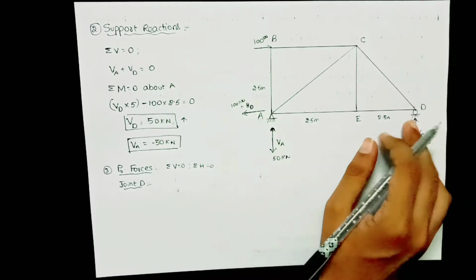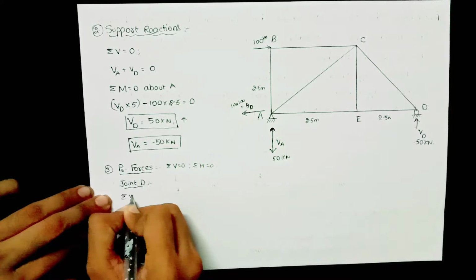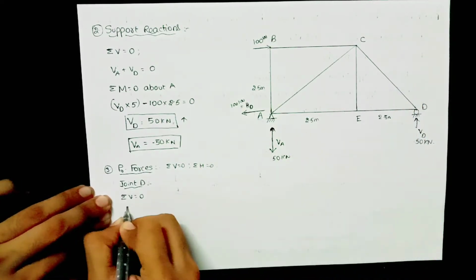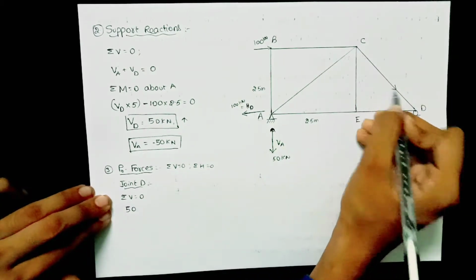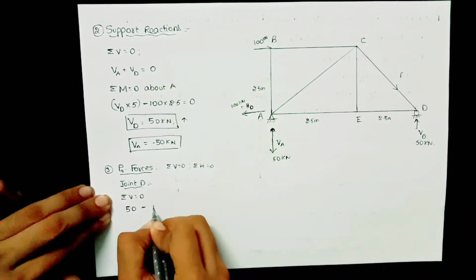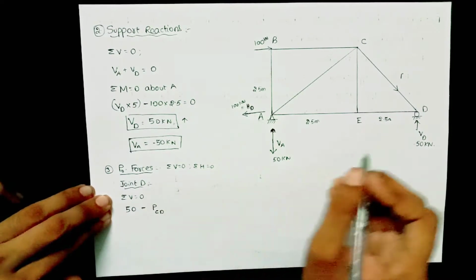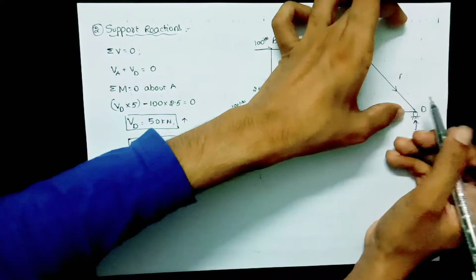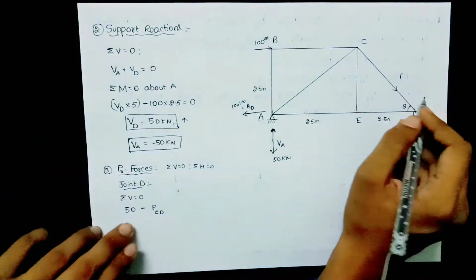So I am starting at joint D. If I take joint D and apply sigma V equal to 0, this 50 kilonewton is going in the upward direction, so plus 50, and I am assuming the force in member CD in the downward direction, let it be PCD. Since it is moving in the downward direction, I am writing minus PCD, and I will resolve this PCD in the vertical direction. Let the angle be theta, and if I resolve in the vertical direction, it will be sin theta.